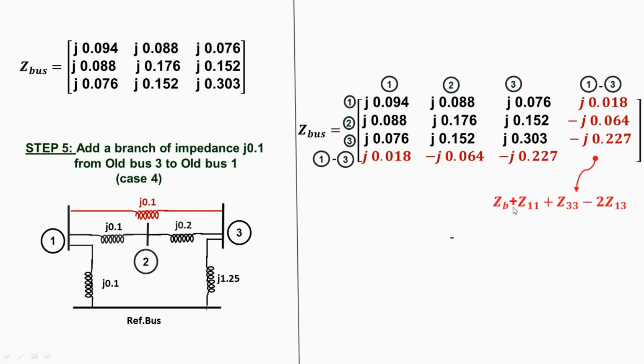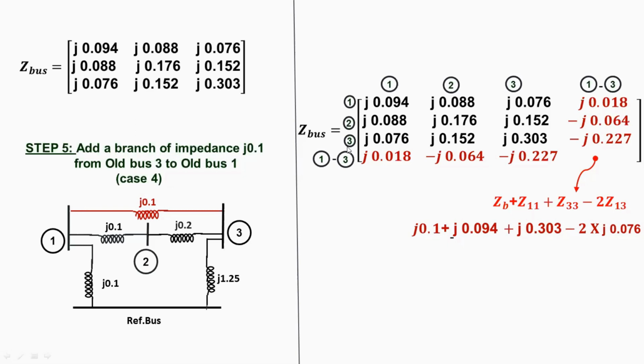Then calculate the diagonal element. The diagonal element is equal to the branch impedance plus Z11 plus Z33 minus 2 times Z13. Here one end of the branch is connected to the first bus, so put Z11. The other end of the branch is connected to the third bus, Z33 minus 2 Z13. This is the formula. Here substitute the values. The branch impedance is j0.1 plus Z11, that is j0.09.